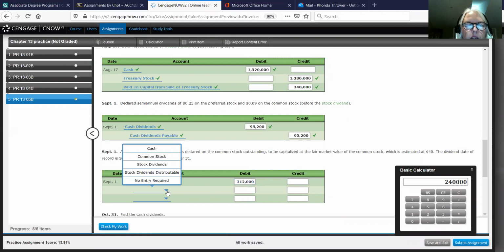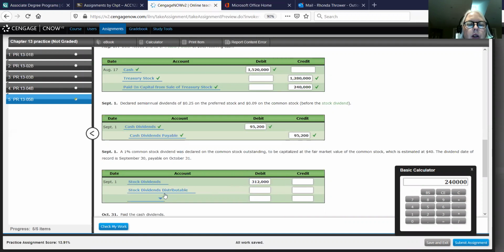The account that I need to credit is stock dividend distributable. On the date of declaration, we have to show the par value of the stock dividend distributable. And so again, I'm going to stop for just a second. I'm going to share with you the Excel spreadsheet that I prepared for you, and we're going to find the amount that we need to put in for the stock dividend distributable.